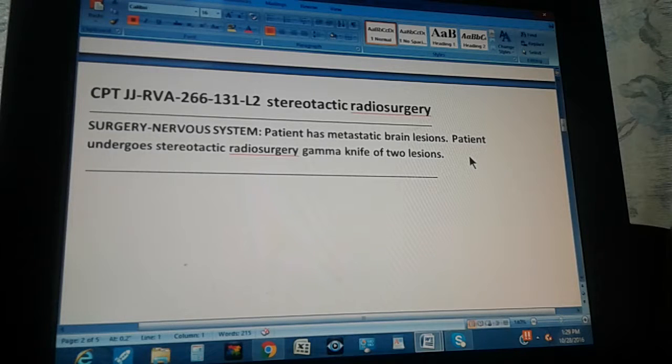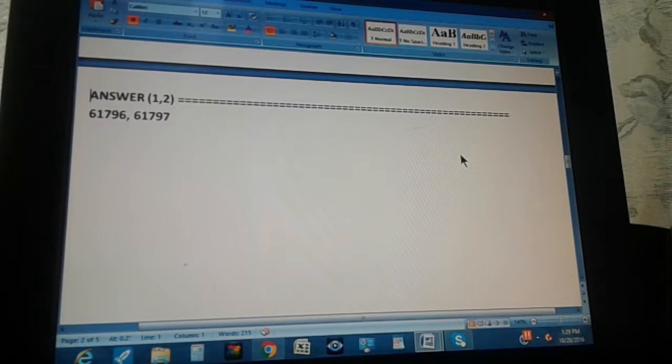Metastatic brain lesions means brain lesions that have traveled from the original site. And the patient undergoes stereotactic radiosurgery, gamma knife, of 2 lesions. So that's the procedure. Now we're going to count to 3 so you can pause the video and give us the CPT code for this procedure. 1, 2, 3.